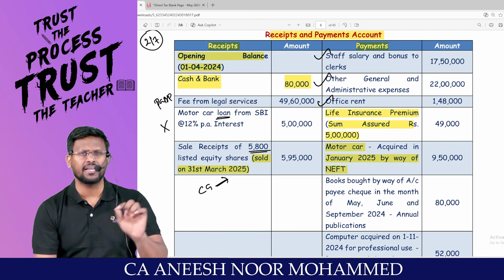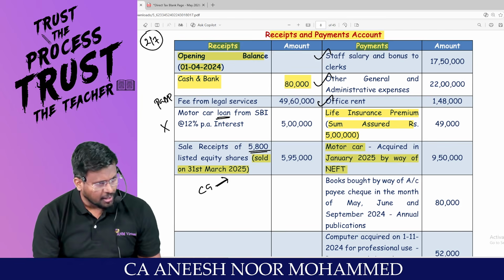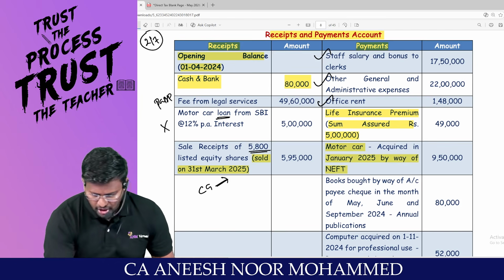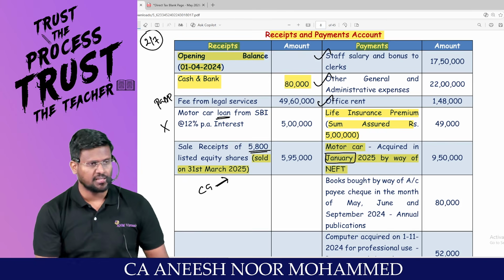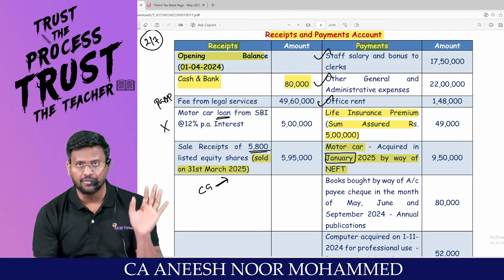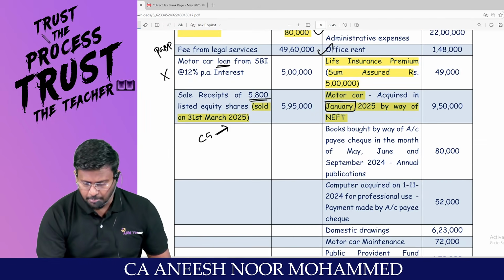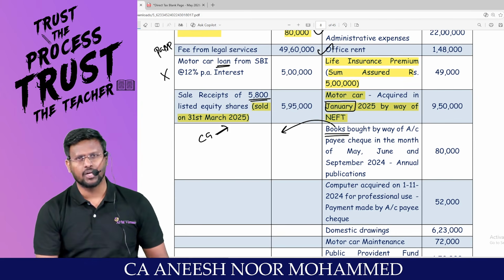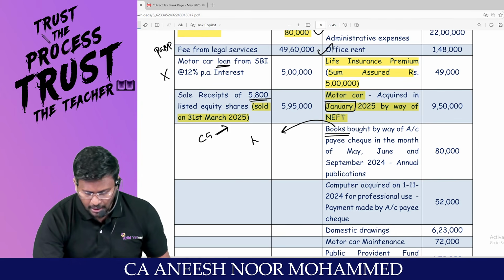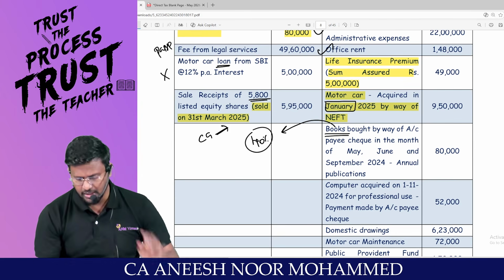That means 40A subsection 3 provisions will not be applicable. Since it is on January, that motor car would have been put to use only for less than 180 days. You are entitled to claim only half the rate of depreciation. Books bought by way of account payee cheque. Books, whether it is annual publication or other than annual publication, the rate of depreciation for books is 40%.